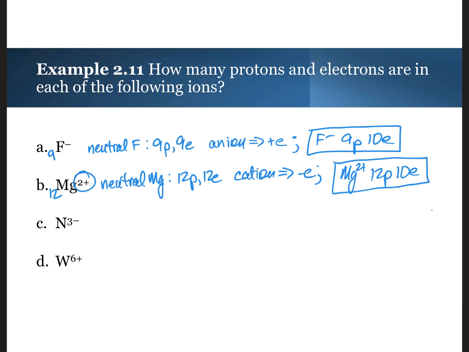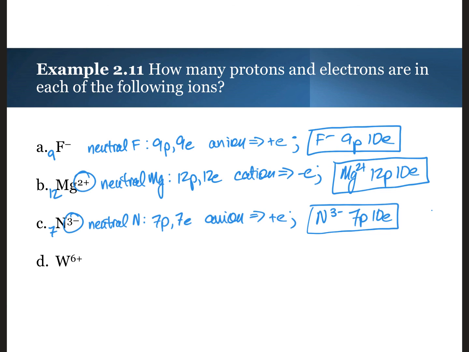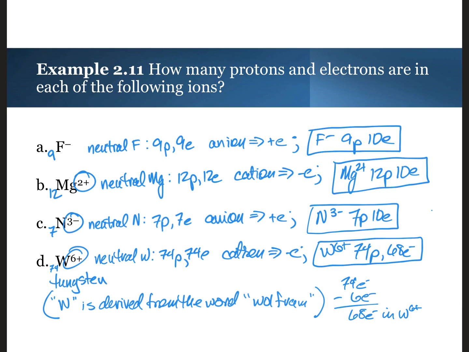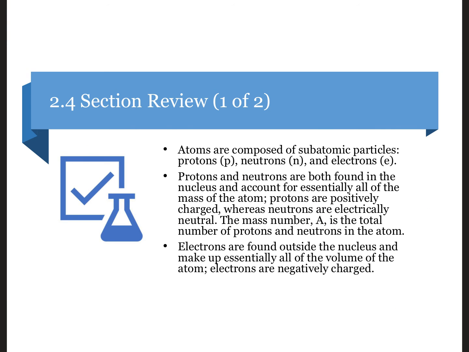Nitrogen has an atomic number of 7 and forms a -3 ion. Therefore, nitrogen with a -3 charge contains 7 protons and 10 electrons. W is tungsten with an atomic number of 74. Tungsten loses 6 electrons to get a +6 charge, so W6+ has 74 protons and 74 minus 6 equals 68 electrons. As always, I'll leave you with the parting thoughts of the authors.